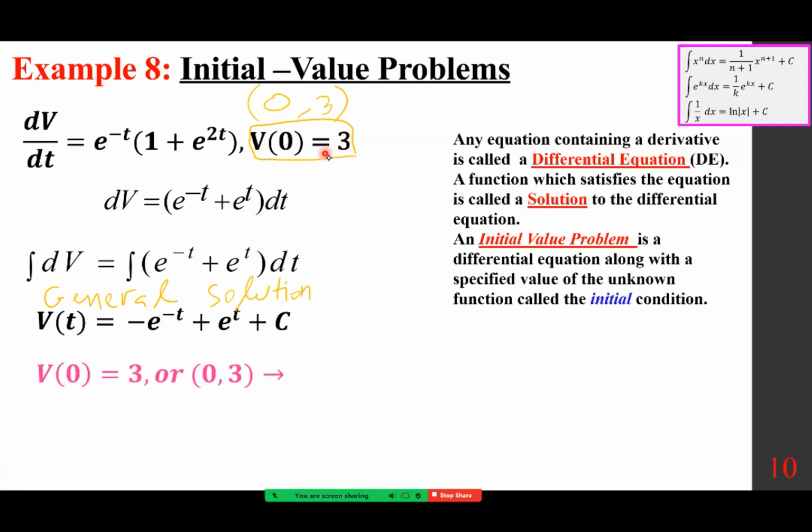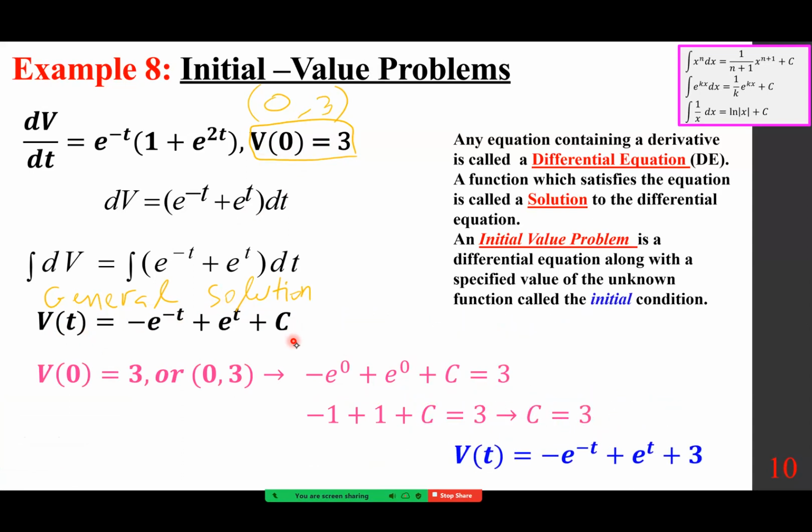So basically, replace the t with 0, v of t with 3. This is -1, this is +1. They cancel each other, c becomes 3. Replace it. This is the answer to this initial value problem, which is a function, not a family of functions. This was a family of functions. This is only one function, and it's known as a particular solution.